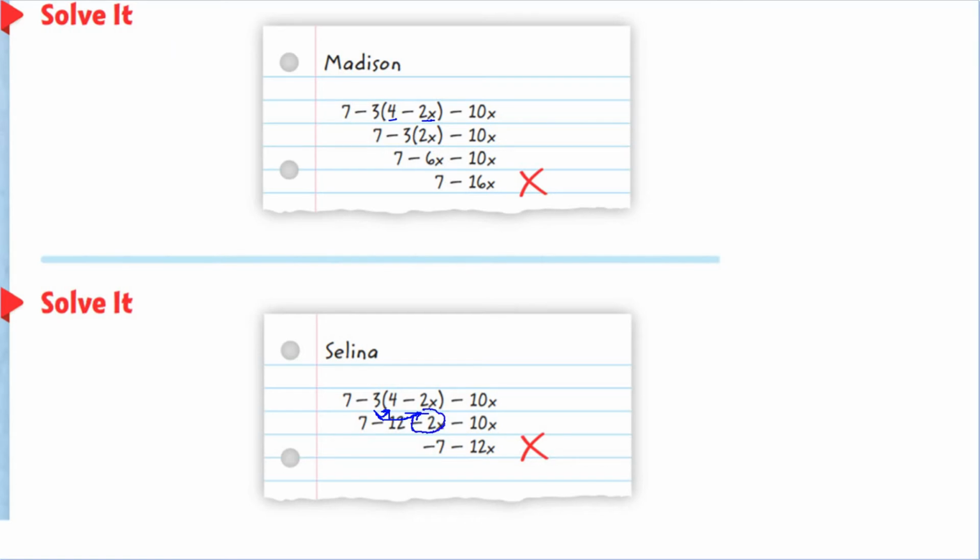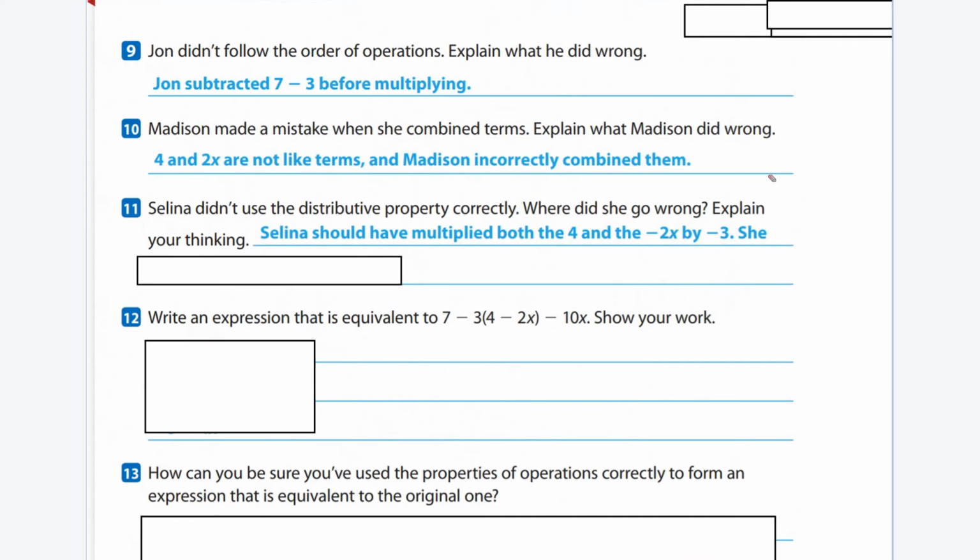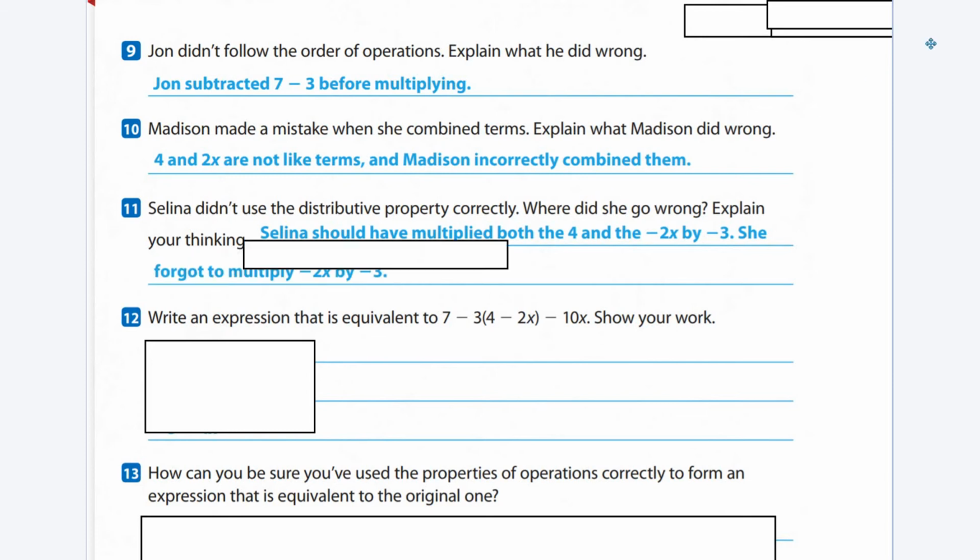Can everybody see that? Let me do it again so you guys can see it. I'll do it from above. First thing you need to do is the 3 times 4, and you got the negative. So it's kind of like negative 3 times 4, which is negative 12. And then you're supposed to distribute to this term, negative 3 times negative 2x, which will make it positive 6x. And that's what she did not do.